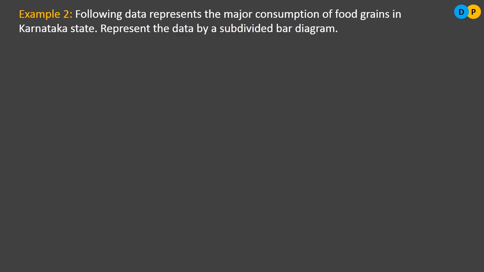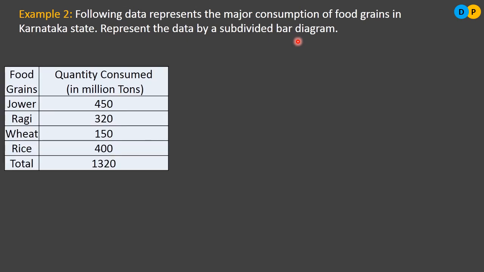Now let us consider the second example. Following data represents the major consumption of food grains in Karnataka state. So in Karnataka state, we will be consuming different types of food grains, wheat, rice, ragi, jowar, like that. So represent the data by a subdivided bar diagram. Fine. Table: food grains, jowar, ragi, wheat, rice. So these are 4 different variables: jowar, ragi, wheat and rice. They have been given the consumption in terms of million tons, 450 million tons, 320 million tons, like that.